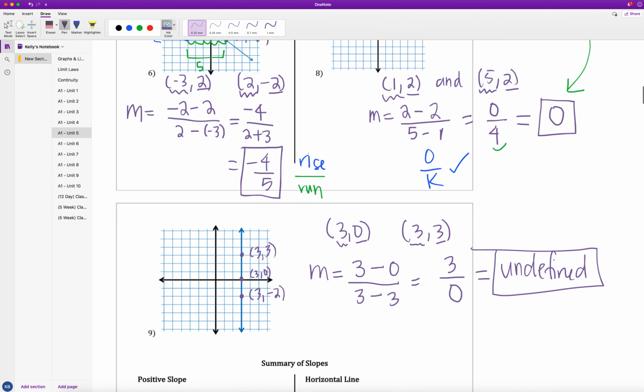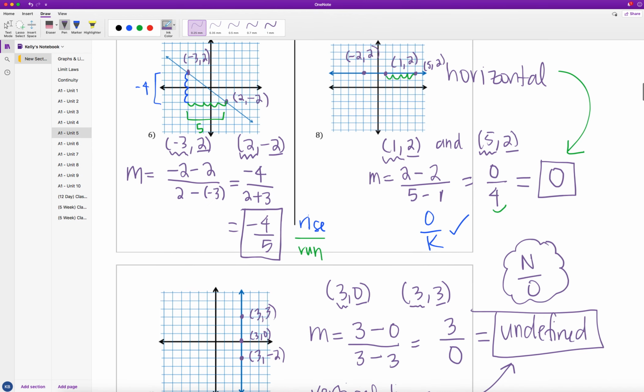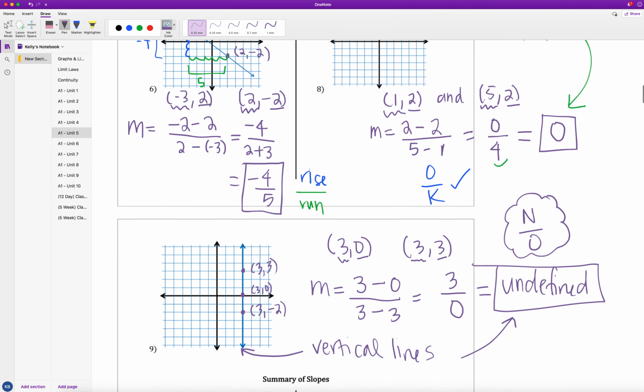And referring back to that quote board, that was this no case where I had a non-zero number over 0, so I get a value that is undefined. Now this type of line is what we call a vertical line. So that's telling us that vertical lines have slopes that are going to be undefined then. So horizontal lines in example 8 gave us a slope of 0, but in example 9 we can see that vertical lines are going to give us slopes that are undefined.